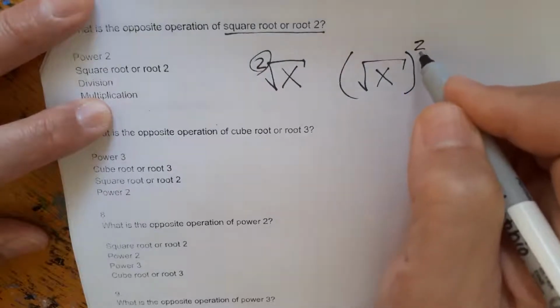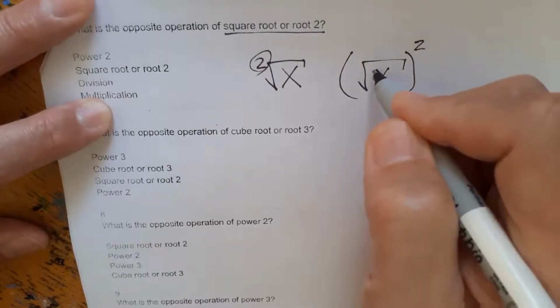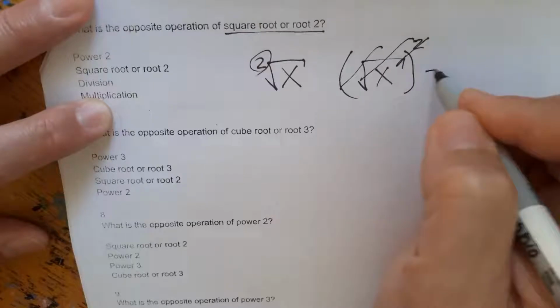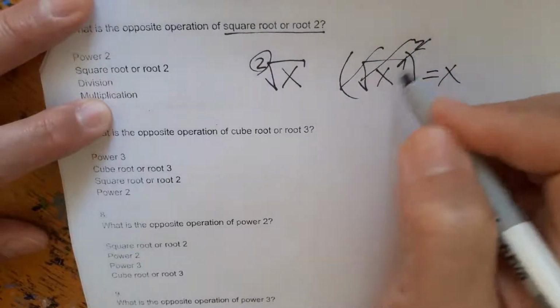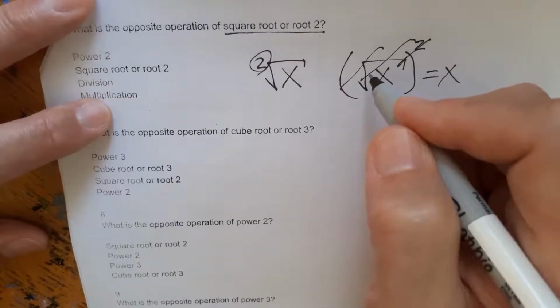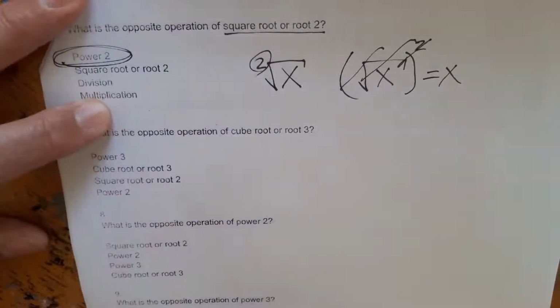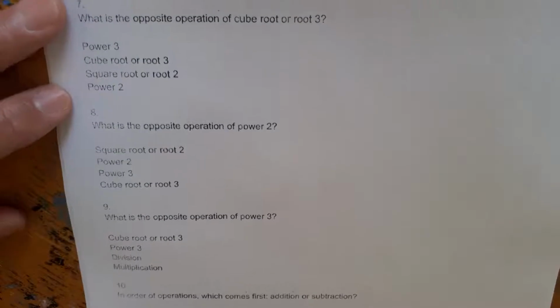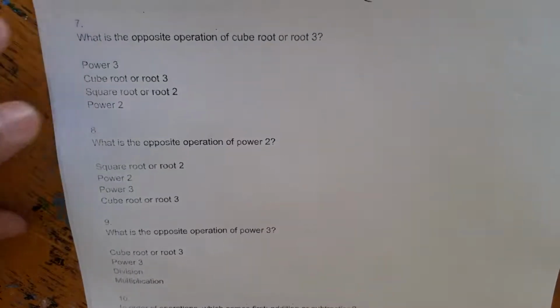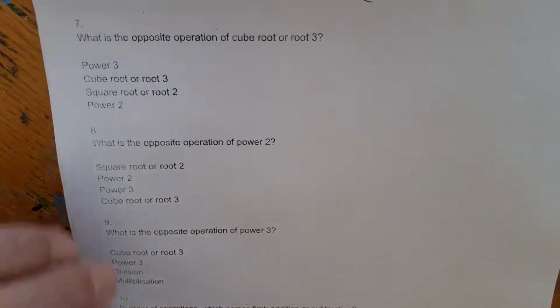It would be a power 2. If you raise a square root to the power 2, they cancel each other and you get just x. And that's the whole idea of forward and reverse in math. So the opposite of a square root is a power 2. See, it got complicated really quick there, right? We started out with addition, subtraction, and we rolled right into power and root.